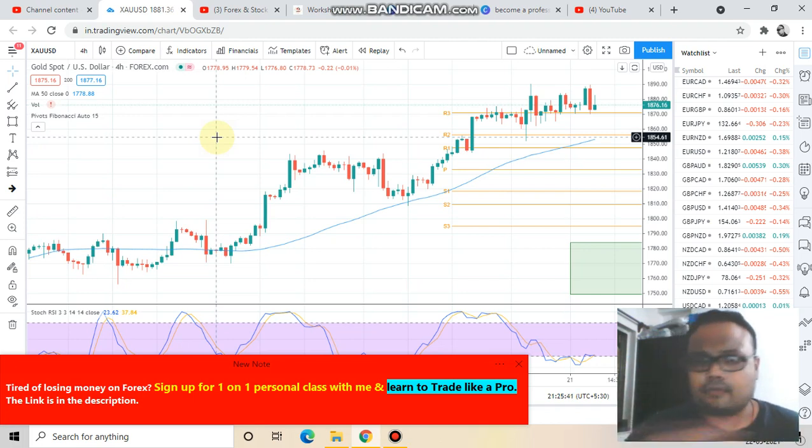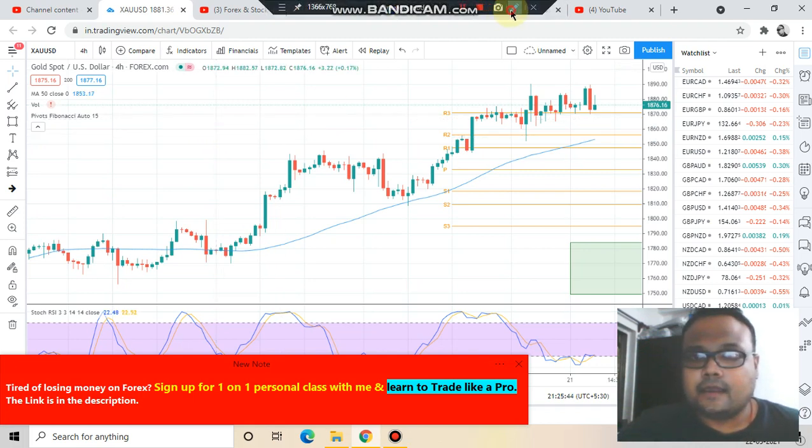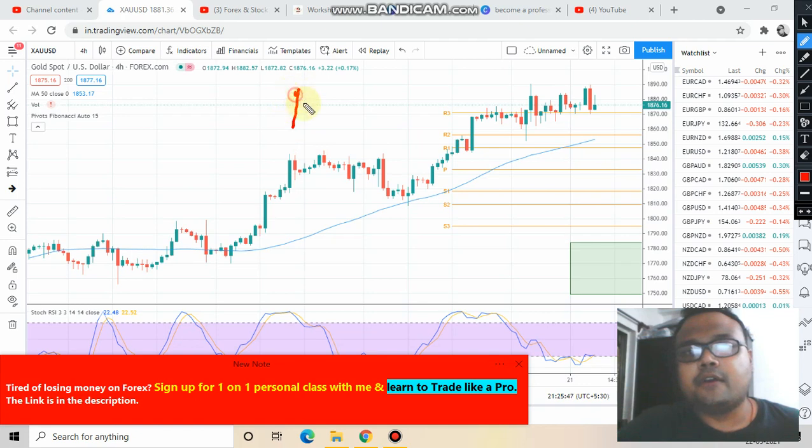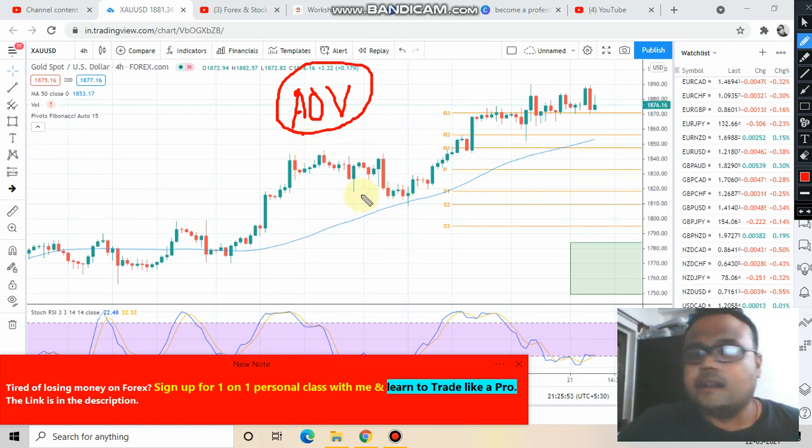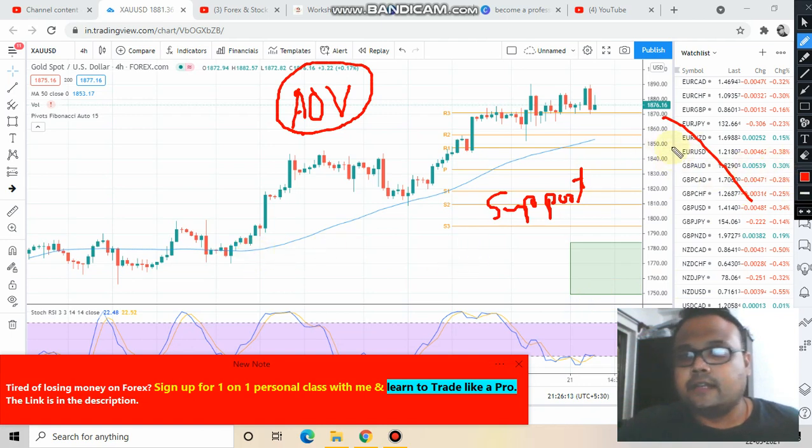And as I always say, we should always be looking for the area of value in the market. In an uptrend market, the area of value is always near the support, the best trading opportunity. And in a downtrend market, the area of value or the best trading opportunity is near the resistance, where we get the best shorting opportunity. And this market is in an uptrend, therefore we will be getting the best trading opportunity near the support.